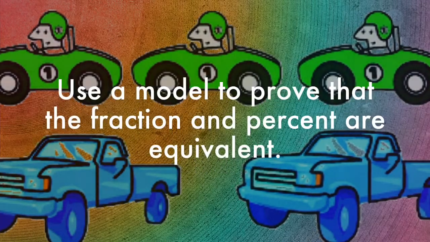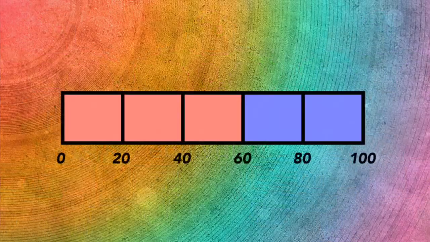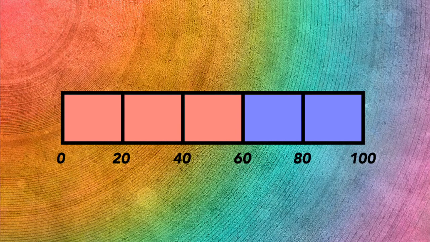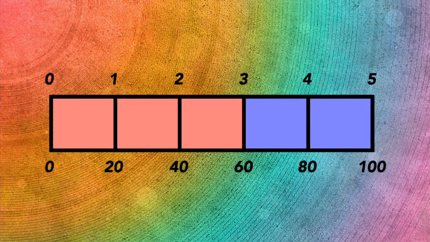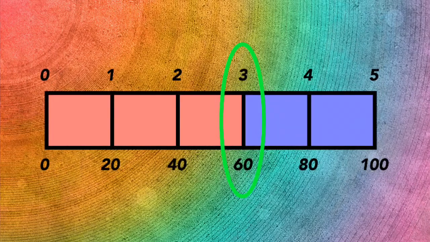Let's prove this, though, with a model. Here's our same model as before. 3 cars, 2 trucks, equaling 100%, all 5 together. Now, if I count off these vehicles, 1, 2, 3, 4, 5, then I can see where 60% is and that it matches up with 3 vehicles out of the 5. So yes, again, 3/5 of these vehicles is the same as saying 60% of these vehicles.